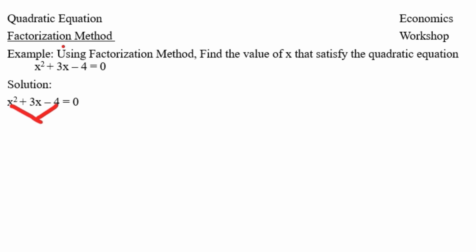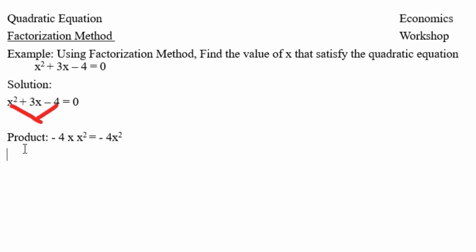That's the first step. So we'll find the product of the first term, that is minus 4 multiplied by x squared. That is minus 4 multiplied by x squared, and that is minus 4x squared.